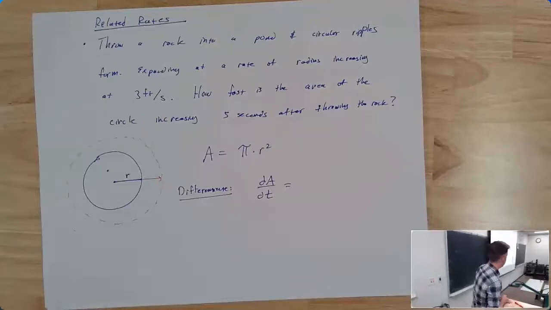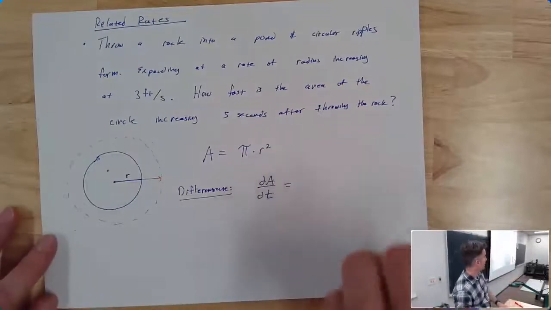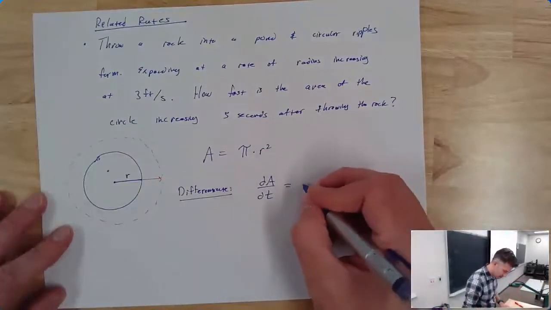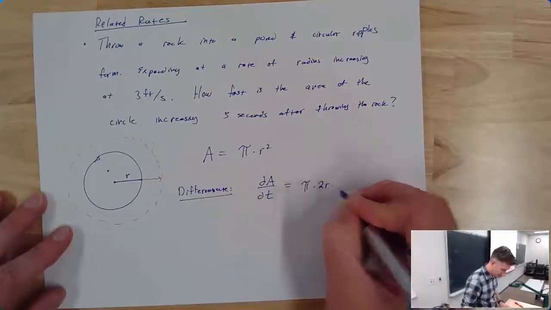Right, exactly. So it's not just 2r, it's 2r times dr dt. Because the idea is that we're not differentiating with respect to r, just like way back when you differentiate y squared, we're not differentiating with respect to y. When you differentiate y squared implicitly, you get 2y times y prime. Here, if you're differentiating r squared with respect to t, you're going to get pi times 2r times dr dt.